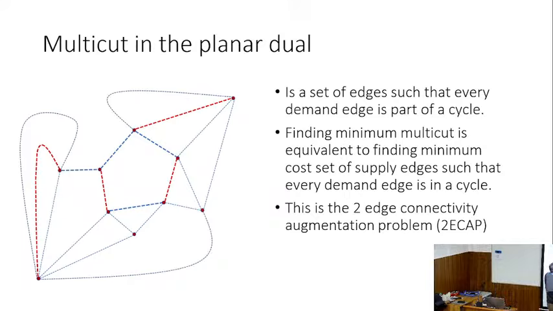So this is an observation. And so a minimum multi-cut is now the same as finding, so we go to the dual and we say, okay, find a minimum cost set of supply edges such that every demand edge is sitting on a cycle. And we'll call this the two-edge connectivity augmentation. Usually augmentation would mean that you want to make the entire thing two-edge connected. Here we just want two-edge connectivity on the demand edges. So you just want every demand edge to go into a cycle. But we'll just use this term.